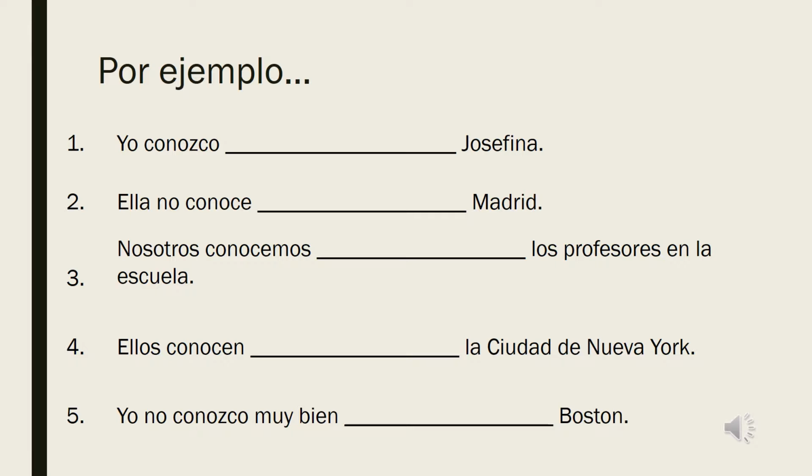In number 1, yo conozco a Josefina. I need the a because it comes before a person, Josefina. Number 2, ella no conoce Madrid. I don't need the a here because I'm not talking about a person. Number 3, nosotros conocemos a los profesores en la escuela. I use the a because I'm talking about people. Number 4, ellos conocen la ciudad de Nueva York. I don't need it because I'm not talking about a person, I'm talking about a place. Number 5, yo no conozco muy bien Boston. Again, I don't need it here because I'm not talking about a person.